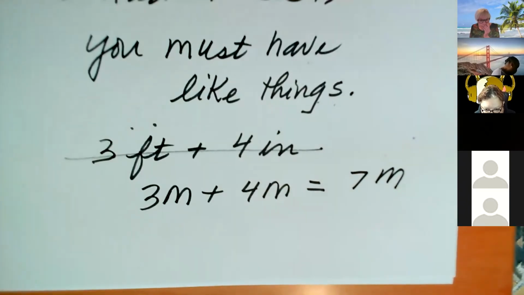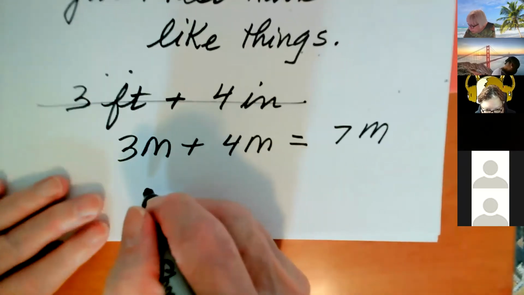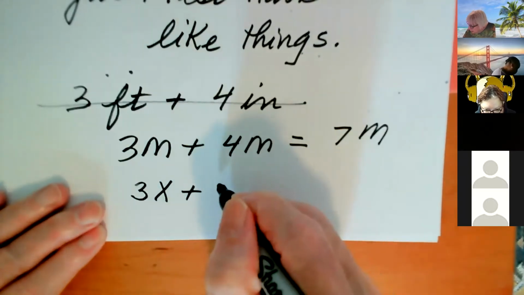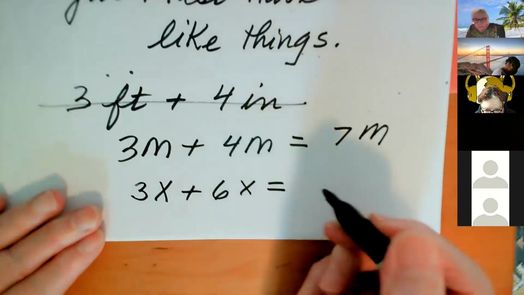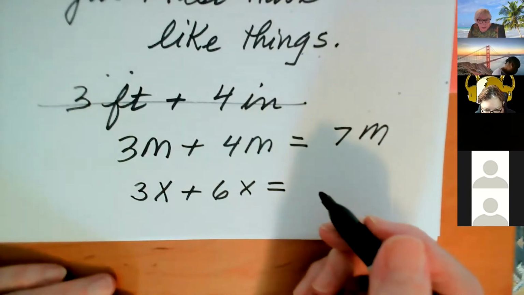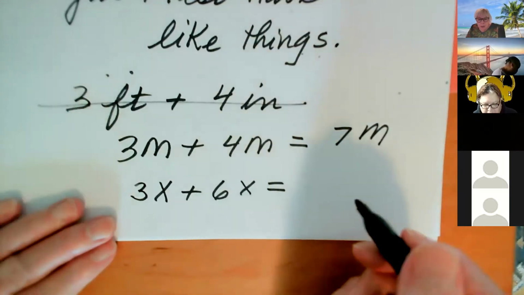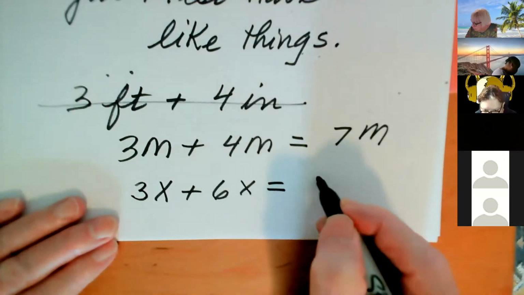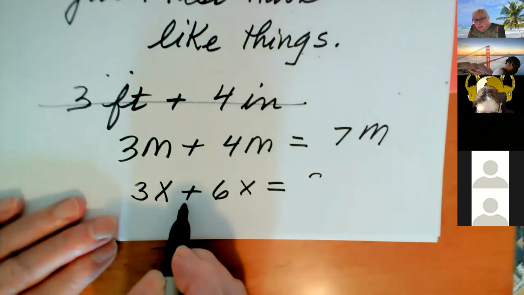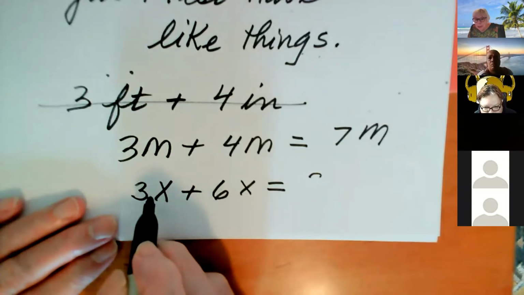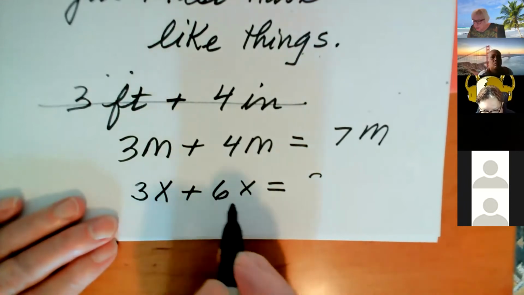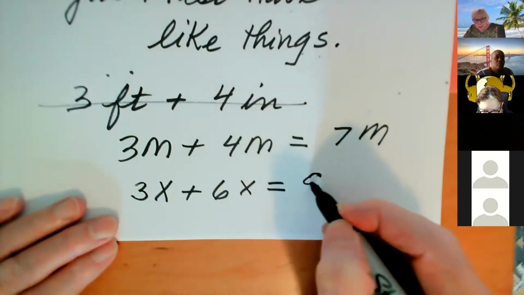Now this becomes important as we branch into algebra. If we have 3x and 6x, you see what it's going to be? Not that you have to do this yet, but you see what I'm trying to say? What is the answer going to be? 18x? Remember, it's adding. So what would it be? 6 of these and 3 of these would be 9x.